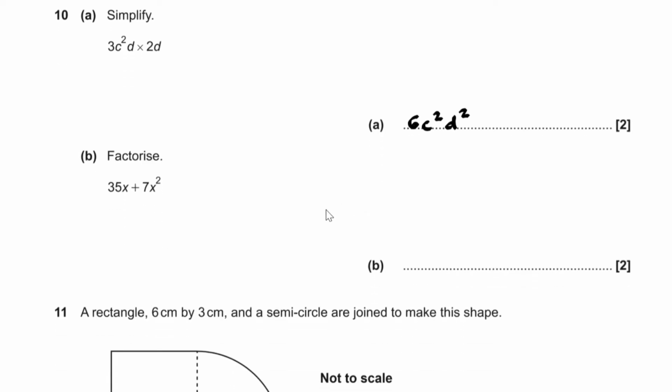For part B, we have to factorise 35x plus 7x squared. Well, what is the highest common factor of 35 and 7? That, of course, is 7. What is the highest common factor of x and x squared? That's just x. So 7x is our highest common factor. So when we open up our bracket, 7x times 5 gives 35x. 7x times x gives 7x squared.